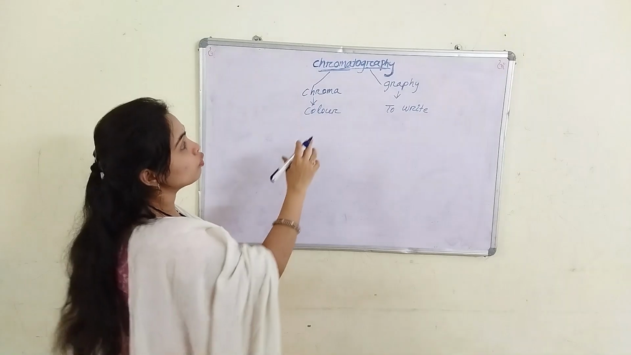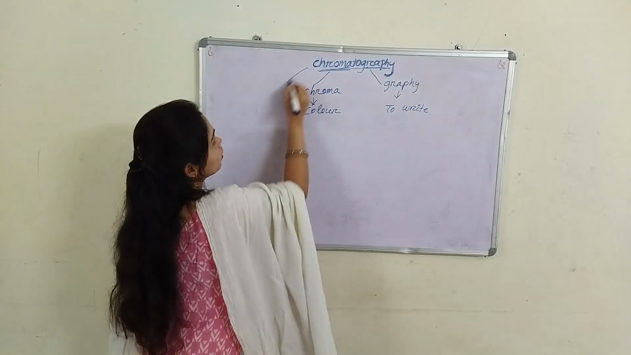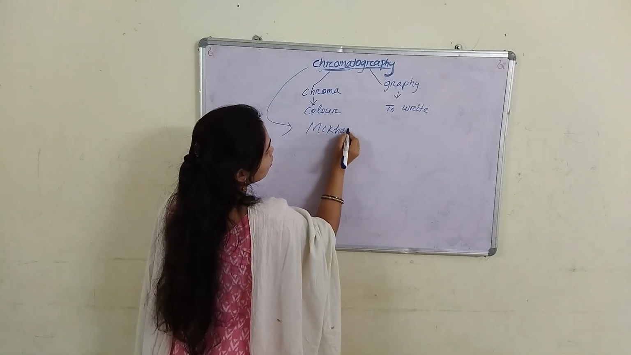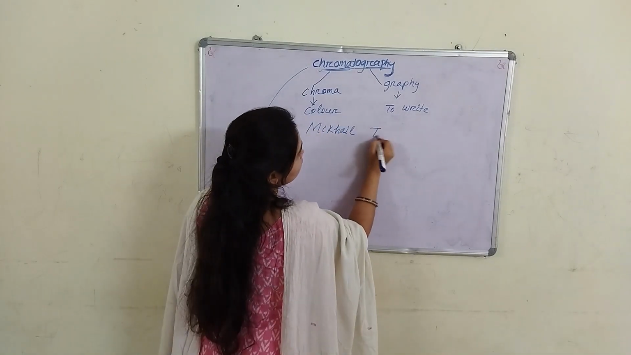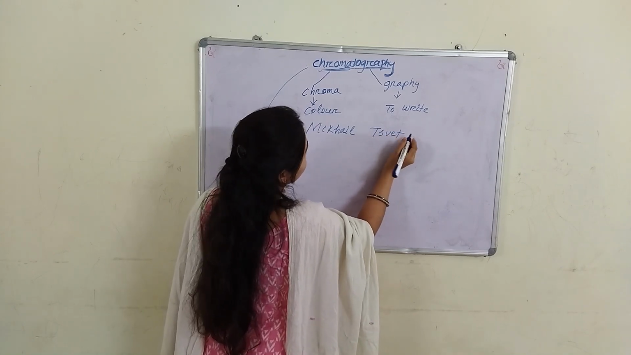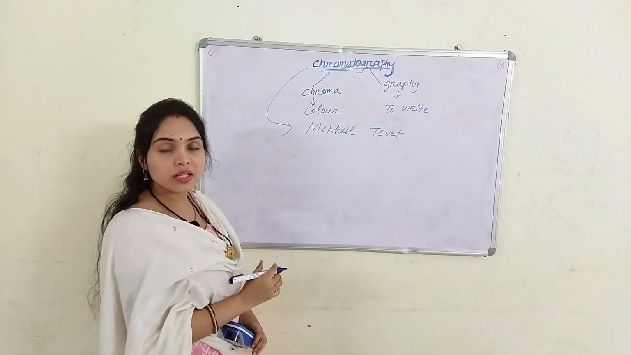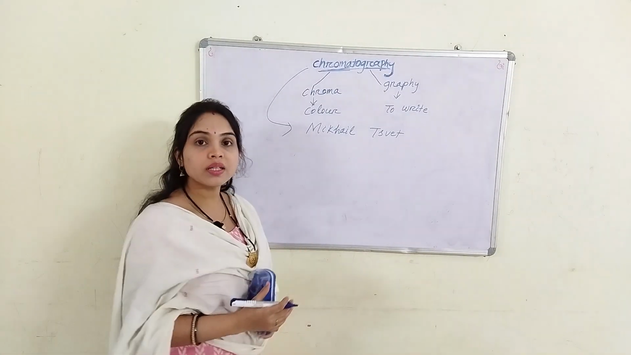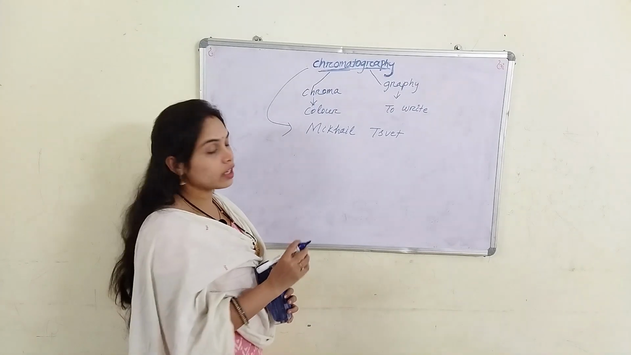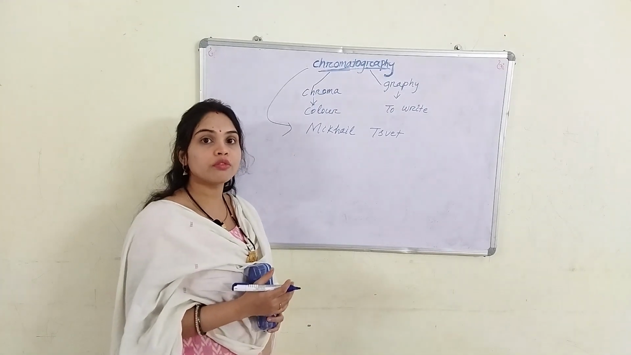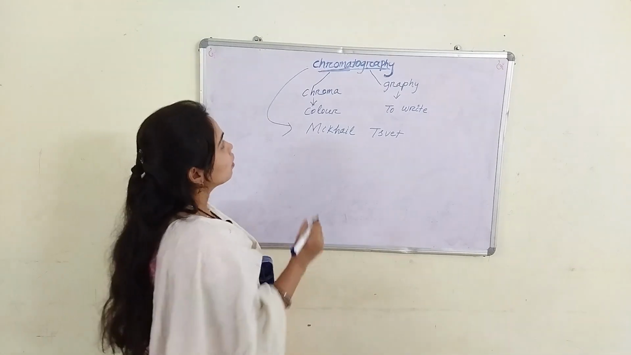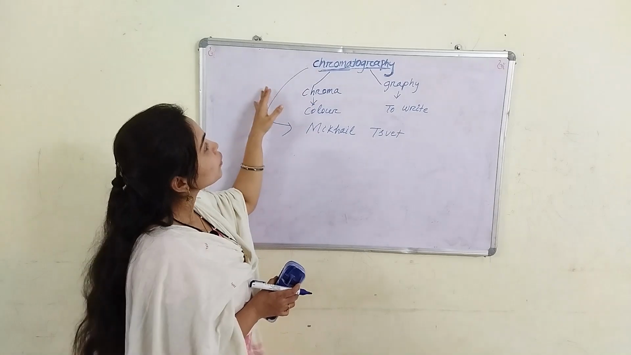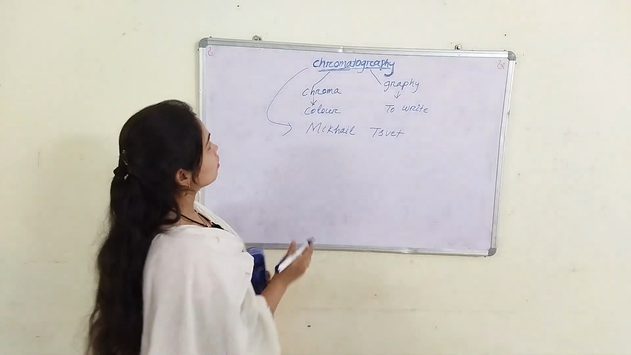The scientist who introduced chromatography is Michael Tswett. First, he experimented on a mixture of plant pigments. He separated different plant pigments in that plant extract, like chlorophyll A, chlorophyll B, and xanthophyll, and from that time chromatography became very popular. So, what is the definition of chromatography?